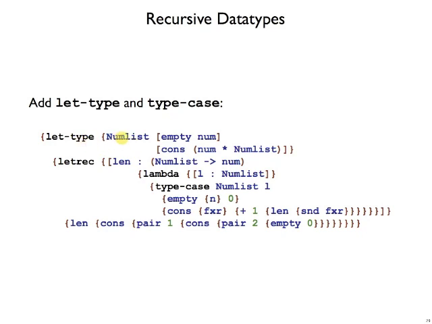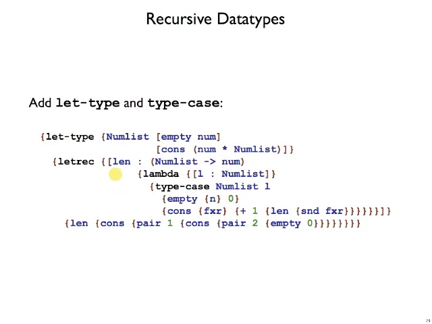So here I'm letting the type numList be a new type with variants empty and cons, where empty just has a dummy number inside of it, and cons pairs a number with another numList. Okay, and then here's a use of type-case in the simplified form, where we type-case a numList L. We have either the empty or cons case. Since we're writing the recursive length function, we return 0 for the empty case, and 1 plus the length of the second part of the pair inside of a cons for the cons case.